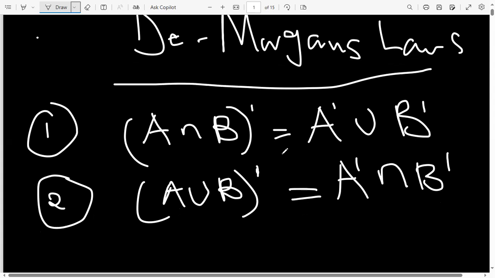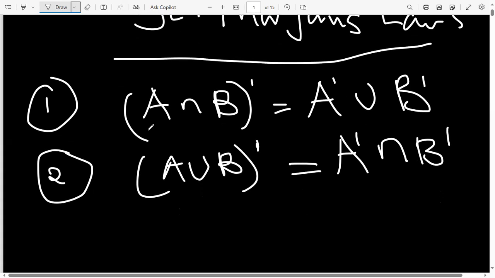We prove that the left-hand side is a subset of the right-hand side, and the right-hand side is also a subset of the left-hand side. If you're able to show those two-way proof, then it means you've proved that (A intersection B) complement is the same as A complement union B complement. So it's a two-way proof.